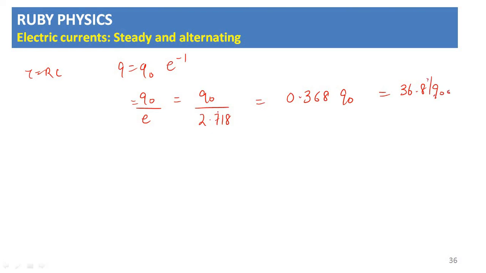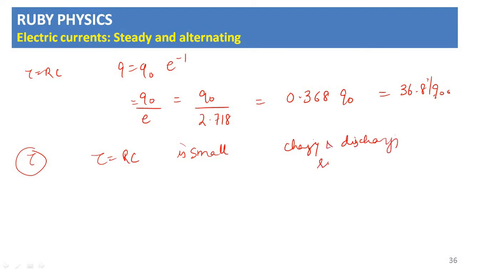So we got here the time constant as the time taken for the capacitor to discharge to 36.8% of the maximum value. From this also we can take out the physical significance of tau, the time constant. If the time constant tau = RC is small, then charging and discharging will occur very rapidly. But if tau = RC is larger, then it will occur very slowly. Okay, so this was all about this.